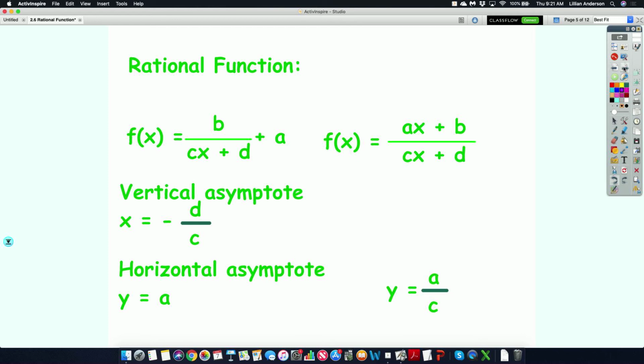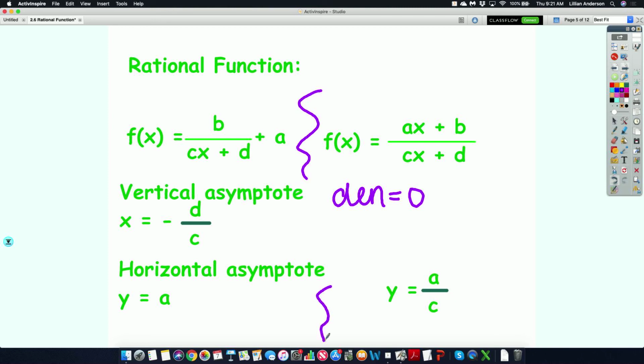To find your vertical asymptote, though, for either one of the functions, it would just be x equals negative d over c. Or if you recall, to find a vertical asymptote, you just set your denominator equal to 0. Essentially that is how x equals negative d over c is even found. Please make sure that it is in the form of an equation. It does need to be x equals. Without it, it's incorrect.